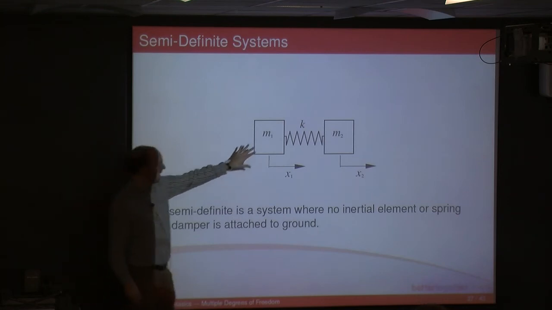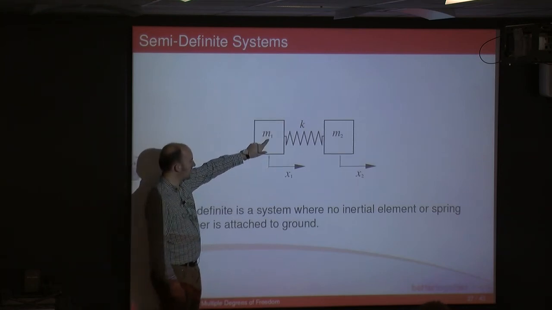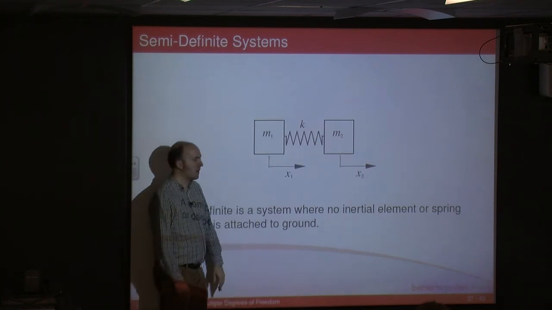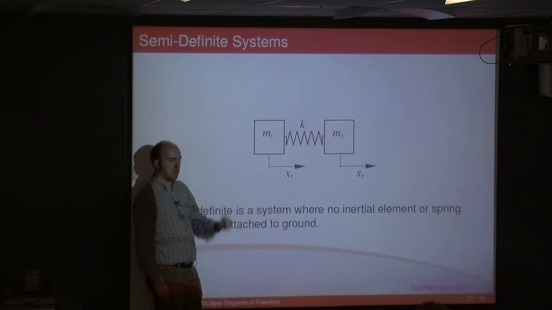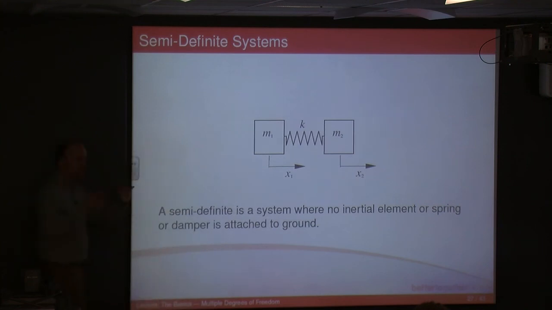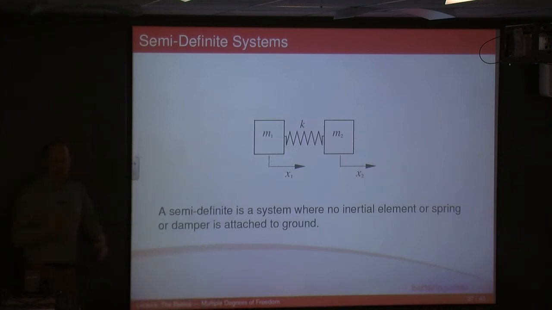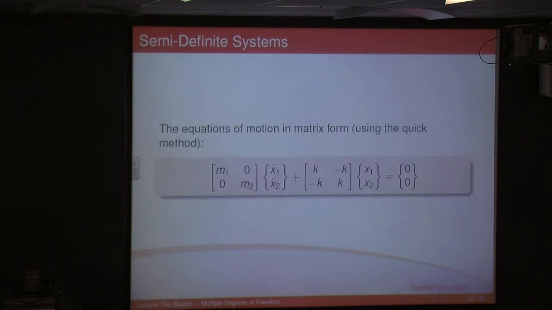And so this could be the inertia of the compressor, you've got your shaft, and this could be the inertia of the turbine. They're not connected to ground in any way. They're connected by bearings, but you've got a system that is semi-definite. This system could be floating in space. It's the same sort of thing, not connected to ground. And to solve it, you go through the same process.